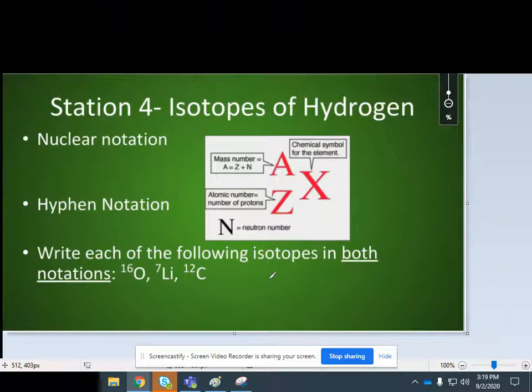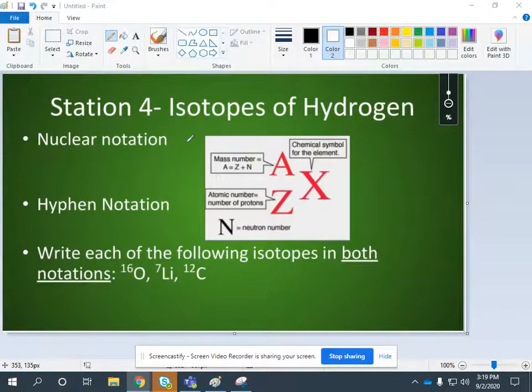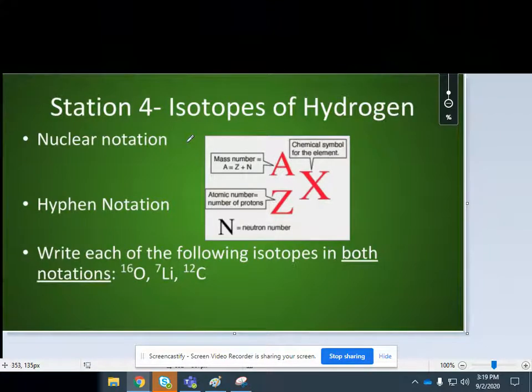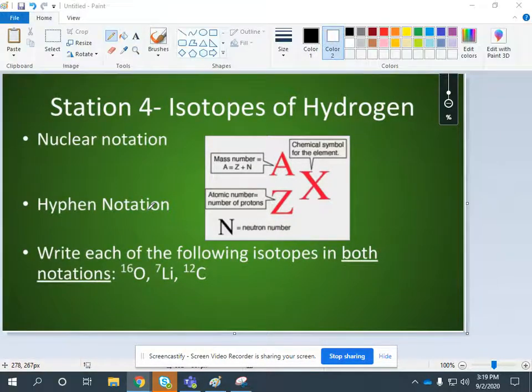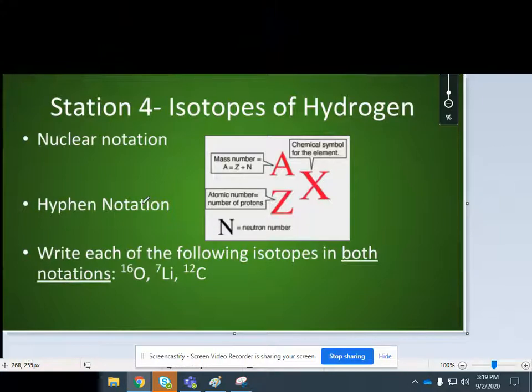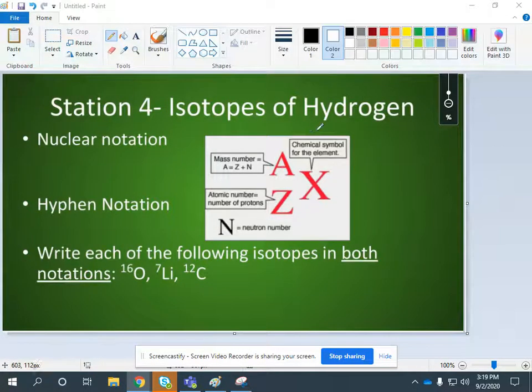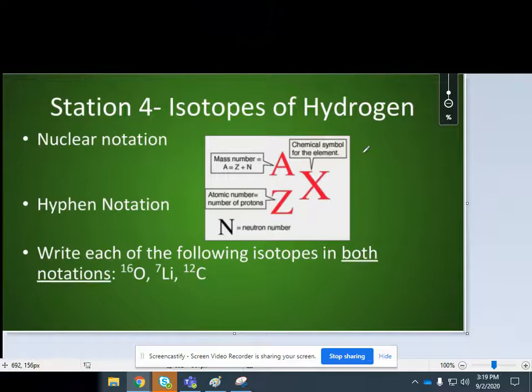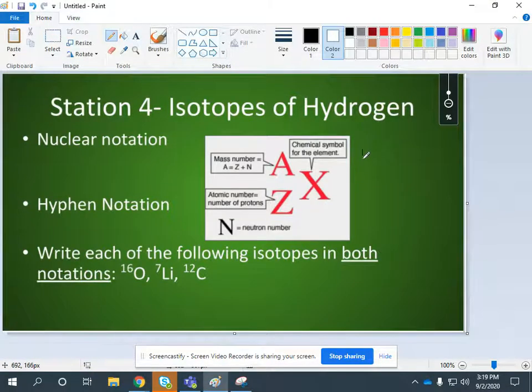So in this video, I'm going to explain the difference between the nuclear notation for writing out isotopes and the hyphen notation for writing out isotopes. And I'm going to do it using hydrogen as an example. Hydrogen is an element that has three different isotopes. We have protium, which is hydrogen with a mass number of 1. We have deuterium, which is hydrogen with a mass number of 2. And we have tritium, which is hydrogen with a mass number of 3.